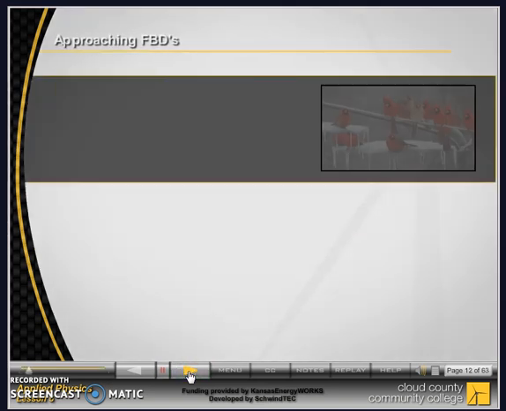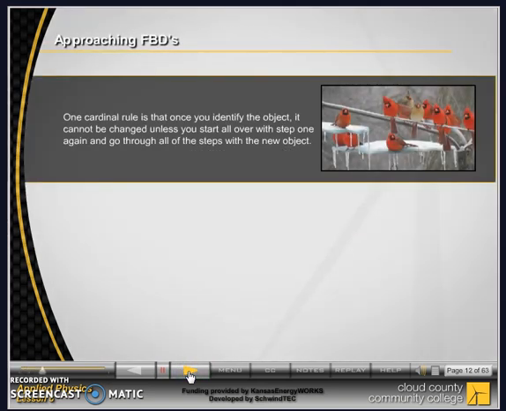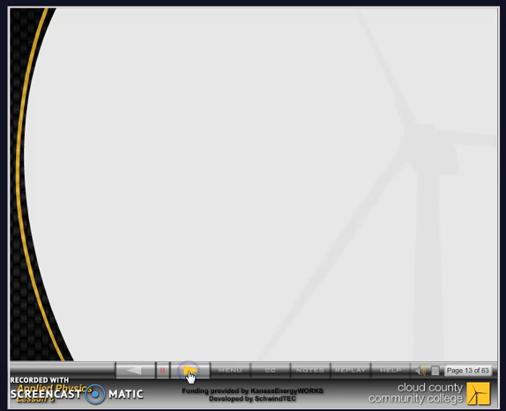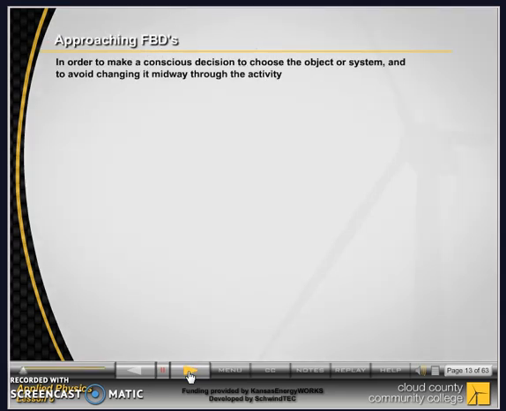An additional warning. One cardinal rule is that once you identify the object, it cannot be changed unless you start all over with step 1 again and go through all of the steps with the new object. In order to make a conscious decision to choose the object or system, and to avoid changing it midway through the activity, you will need to draw a rough sketch of the important parts in the situation being investigated.